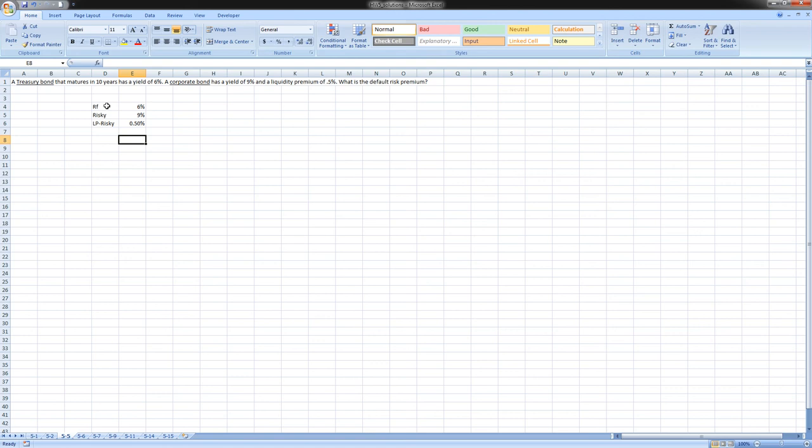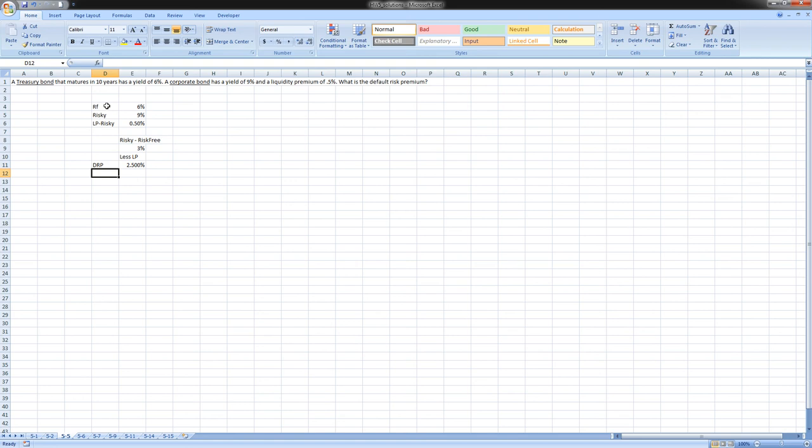So right away, the difference between the risky minus the risk-free is equal to 9% minus 6%. But then we also have to back out for the liquidity premium, so less liquidity premium. So we can see that the default risk premium on the corporate bond is 2.5%.